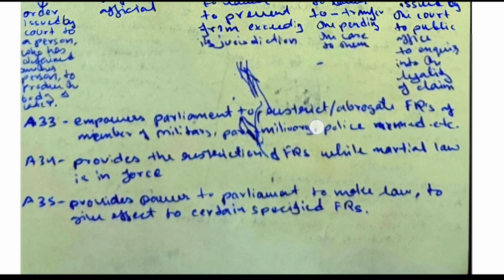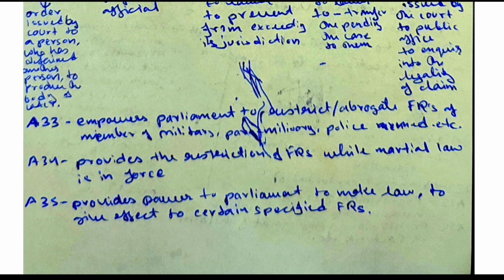Now, talking about these 3 articles, Article 33, 34 and 35, these are very significant articles. Article 33 empowers Parliament to restrict or abrogate the fundamental rights of members of the military, paramilitary, police, armed forces, etc. Article 34 provides for restriction of fundamental rights while martial law or military rule is in force in any part of India. And Article 35 provides power to Parliament to make laws to give effect to certain specified fundamental rights.